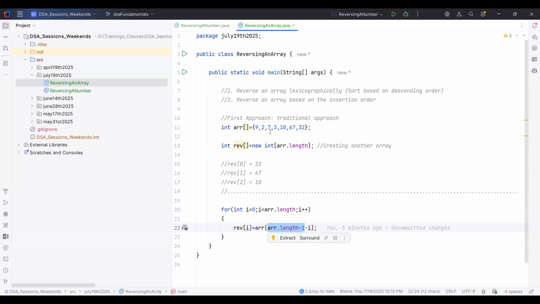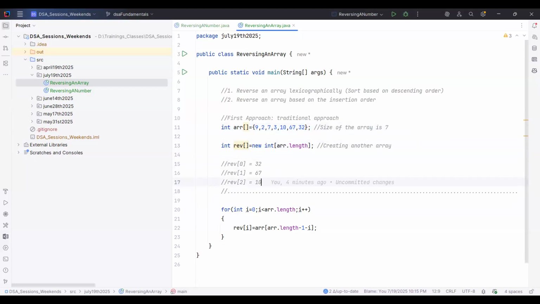Because if you are only considering the length, it may go to an array index out of bounds exception. Since we are dealing with index based position, I will say array dot length minus 1 as the value. Clear? Array dot length minus 1 as the value based on the index position. So what we are doing here? What is arr dot length? 1, 2, 3, 4, 5, 6, 7. So what is the size of the array? Size of the array is 7.